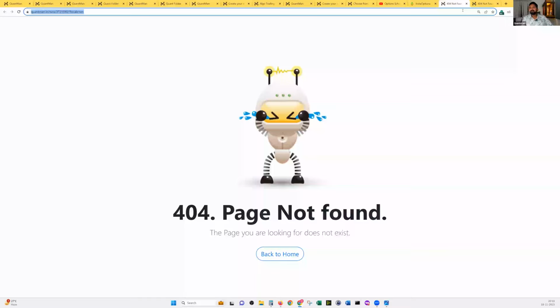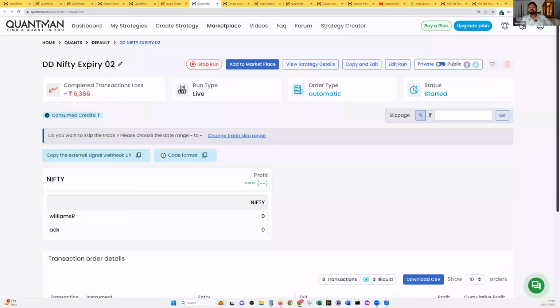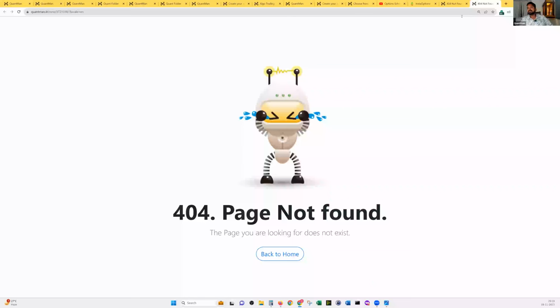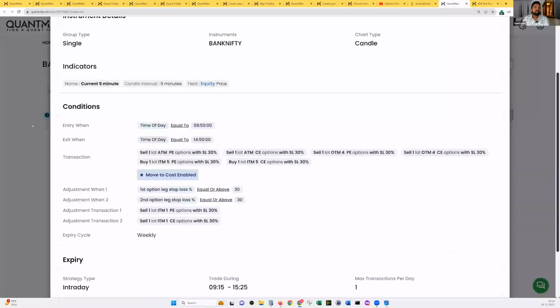How to make it public is going to be very simple. On the strategy, you see this, right? Private to public. You just toggle this. Just toggle this, then it will become public. And once you're done, once you've made it public, please let me know. Yeah, I think so. You've made it public. Okay, move to cost is enabled.